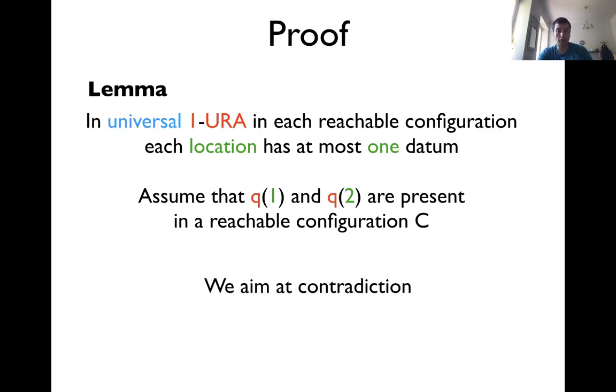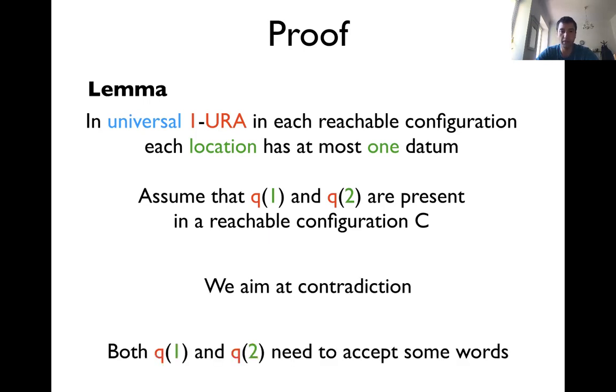We aim at a contradiction. You can assume about your register automaton quite easily that every location is useful in some sense. So there is a word accepted from this location, because you can check it, and if it's not useful, you can get rid of it. So we definitely have some words which are accepted from q with 1 and from q with 2.